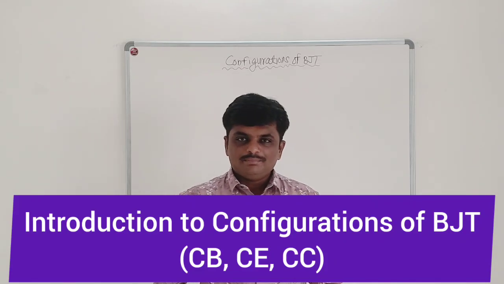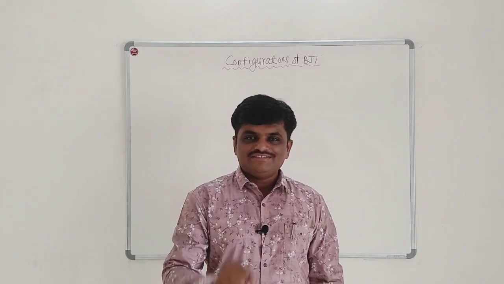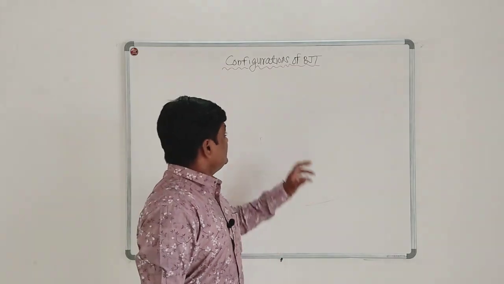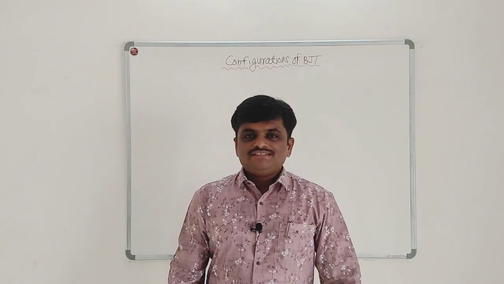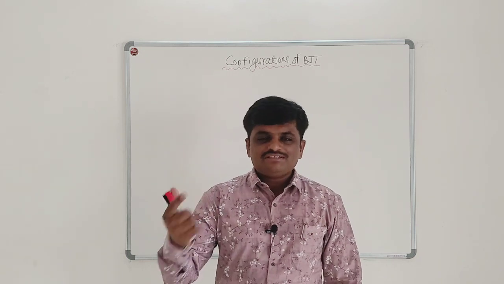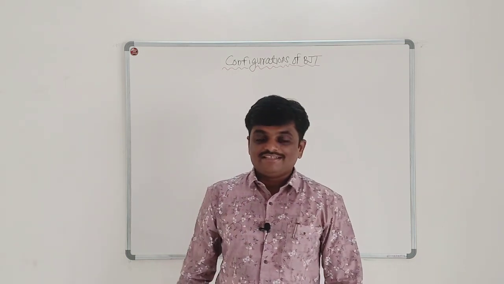Hello friends, I am Professor Swanan Dopre and in this video we are going to study the configurations of BJT. As we know that BJT has three terminals, first is emitter, second is base and third is collector.